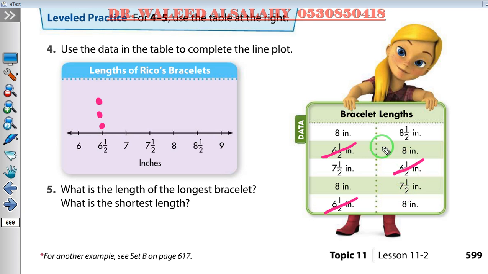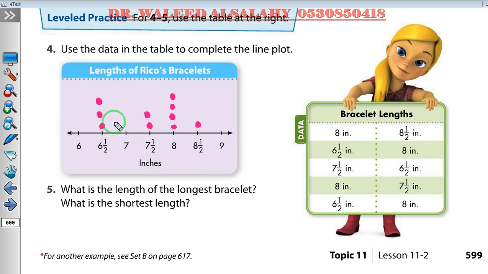Is there 7 or not? There is no exactly 7, but there is 7 and a half. How many times? 1, 2 times. There is 8. How many times? 1, 2 also. So the 8 is 2 times. 3 times. So put 3 times. 4 times. Alhamdulillah. So it's 4 times. 8 and a half, 1 time. We can erase the numbers to count the dots.